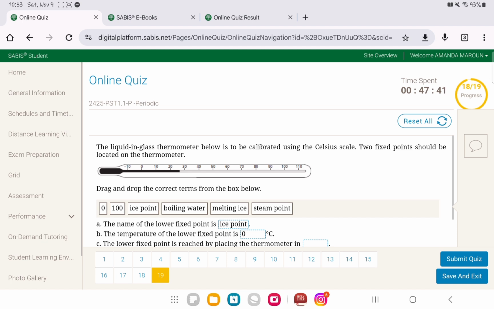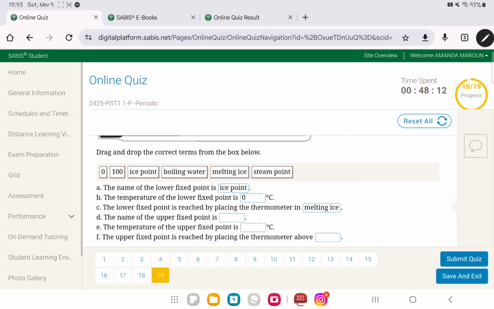Now how do you reach the lower fixed point? It is reached by placing the thermometer in melting ice, because ice melts at 0 degrees Celsius. Now the name of the upper fixed point is the steam point or the boiling point. The steam point is reached at 100 degrees Celsius. So to reach the upper fixed point, we have to place the thermometer above boiling water, because water boils at 100 degrees Celsius only at atmospheric pressure.